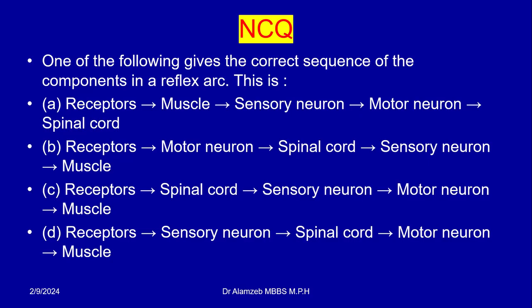So as usual, I have added one MCQ here. Please pause the video, read the stem and select the right option. The question is: which one of the following gives the correct sequence of components in a reflex arc? So read the stem. Here the right option is D.